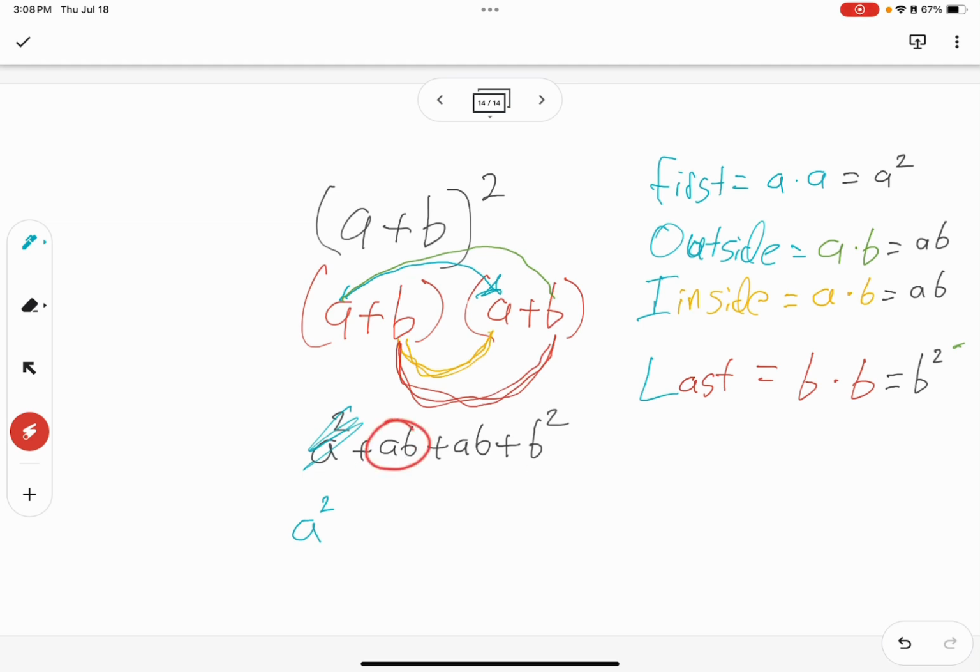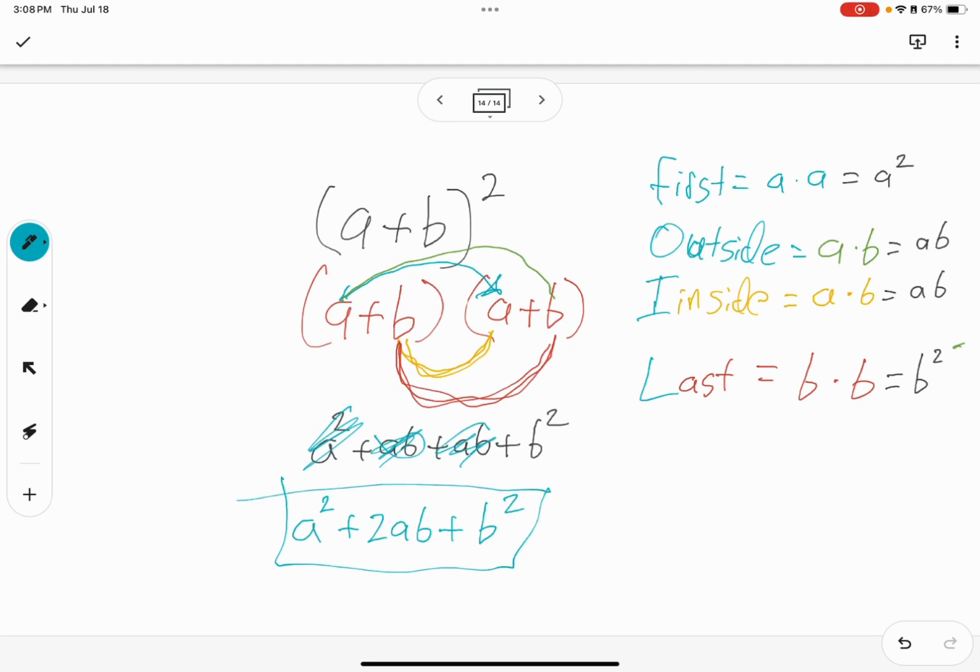So since I have one AB and a second AB, that's going to be a positive 2AB because I've got two groups of AB variable. So 2AB. And that takes care of that. And then lastly, I've only got one term left, B squared. It's a positive, so that's going to make it plus B squared. And that is my answer. That's one way of doing it, FOIL, okay?